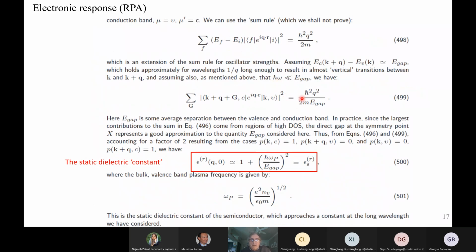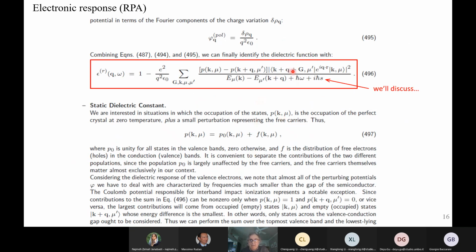So we can write the sum over G, which is the sum over all the final states of our matrix element T to the IQR in this form. And then the integration becomes extremely simple because this becomes a constant. Here we are taking a gap, so we're simply summing over the density of the electrons. This is approximately true because the term in the sum that contributes the most is the smallest term.